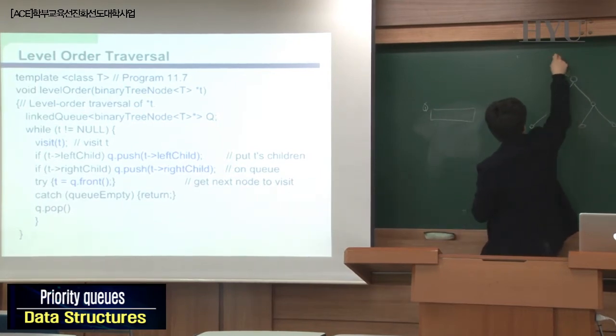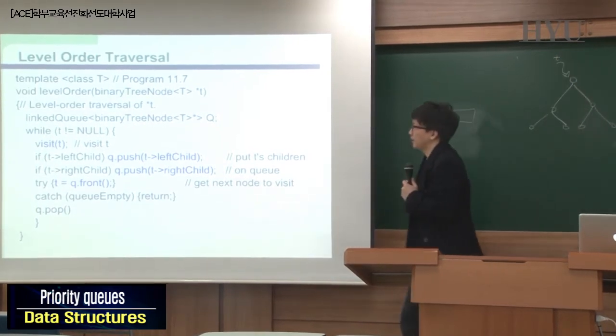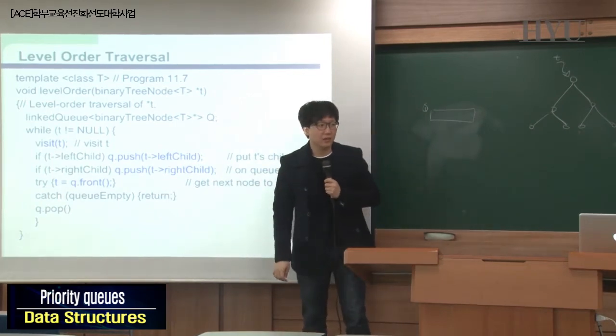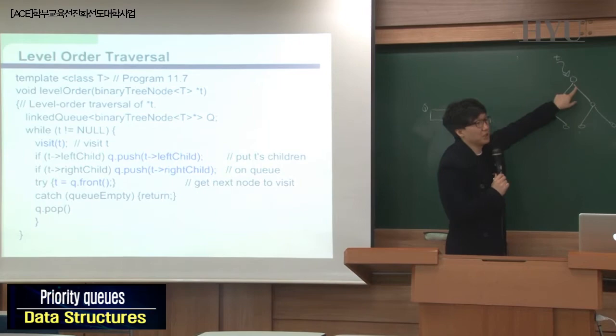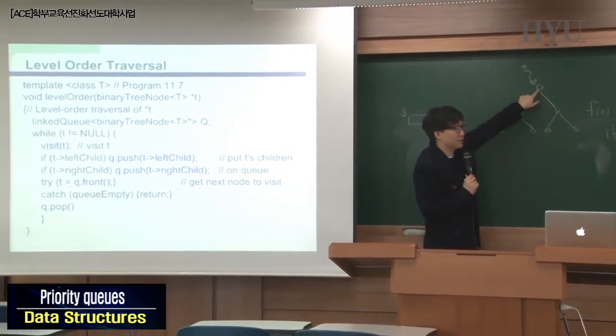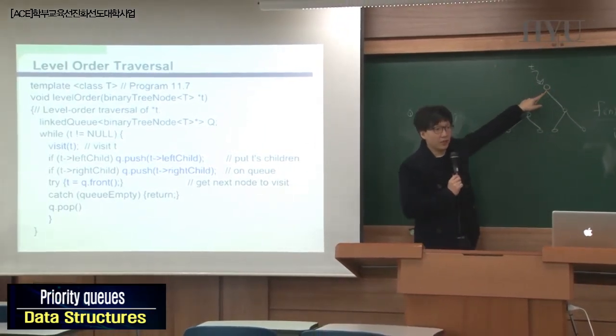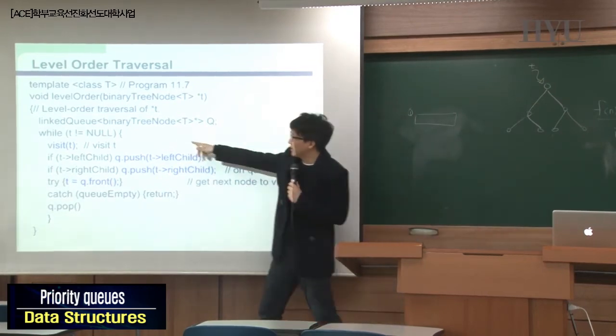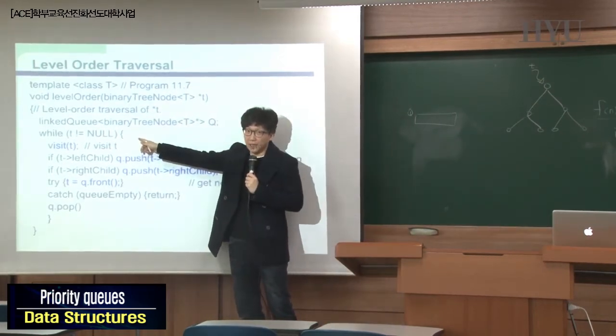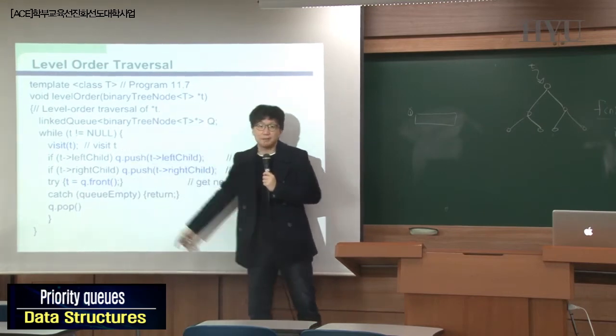Probably I'm pointing T right here. While T is not null, but from the beginning I already tell T is here. But I see that T is here, so it's not null. I can continue on that loop. While T is not null, visit T.